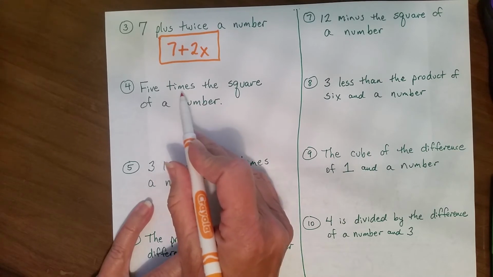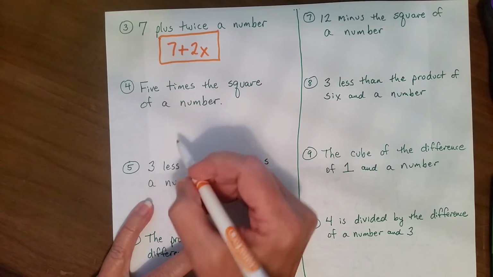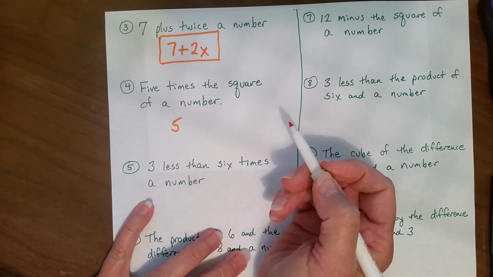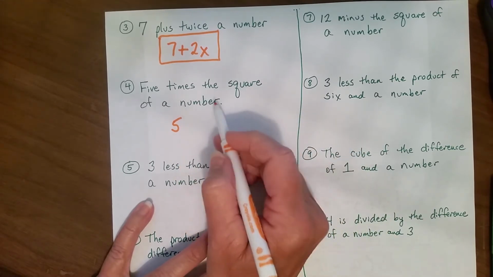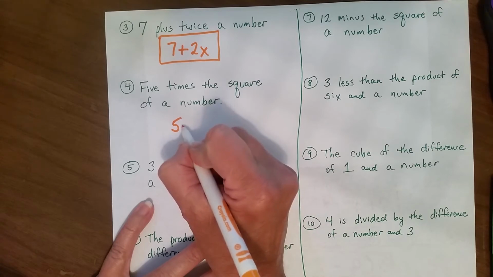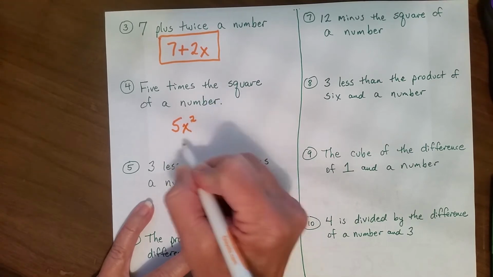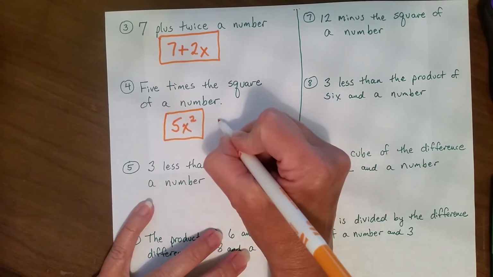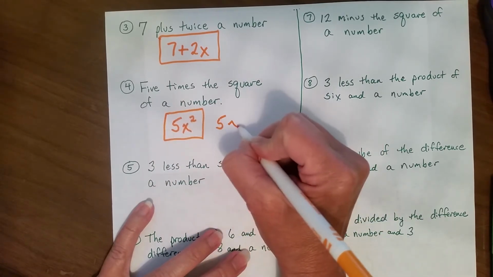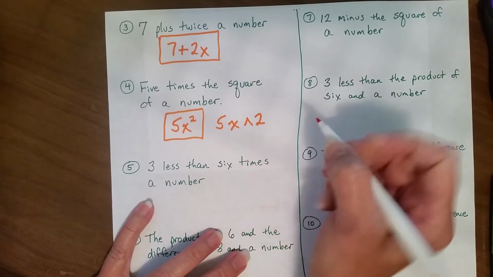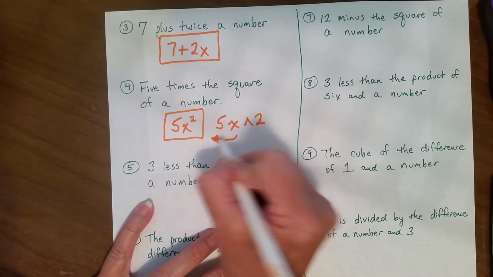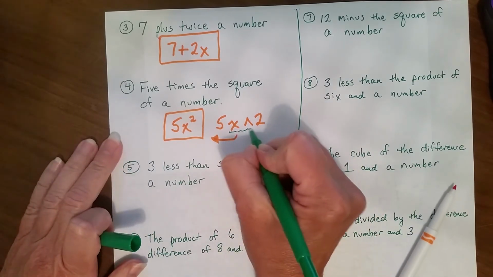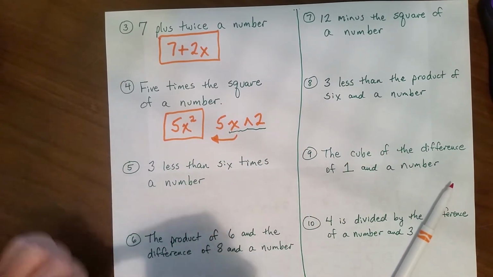Okay, 5 times what? 5 times something. 5 times what? The square of a number. So 5 times the square of a number would look like that. Again, when you put it in Delta Math, you'll put 5x caret 2, and then that will be generated. Because what it does is it just takes x caret 2 and makes it x squared.